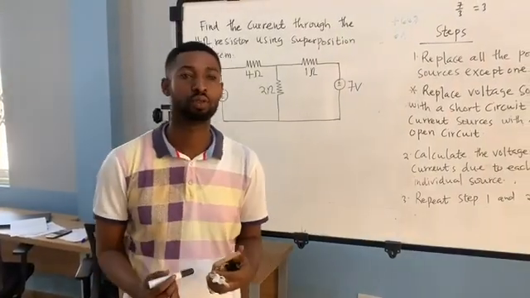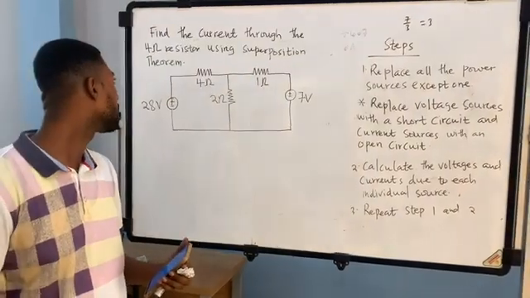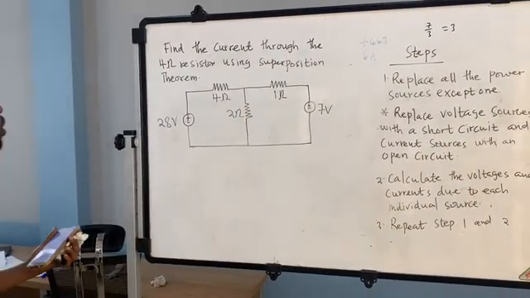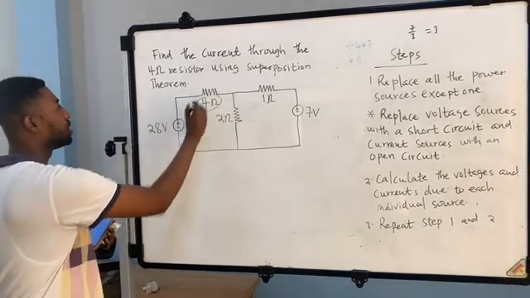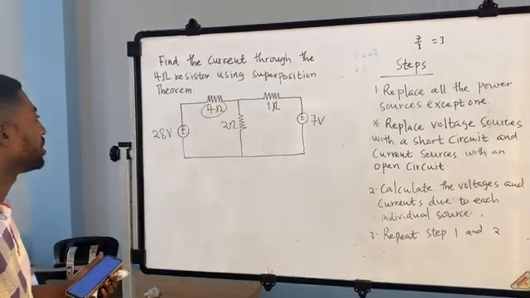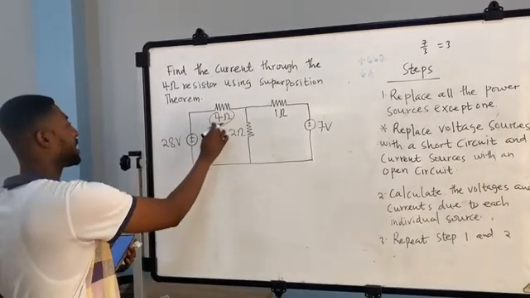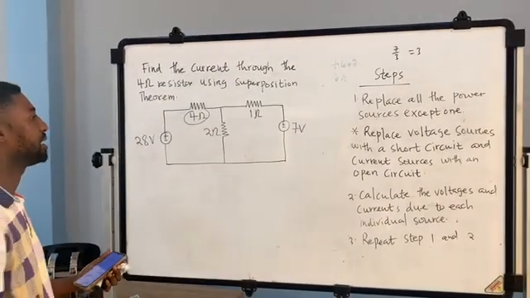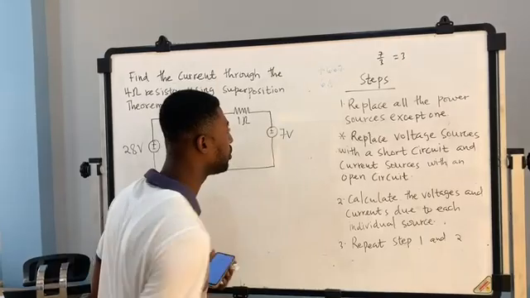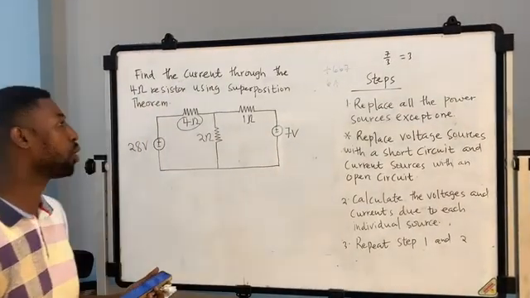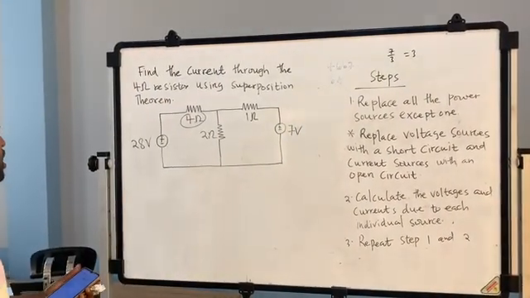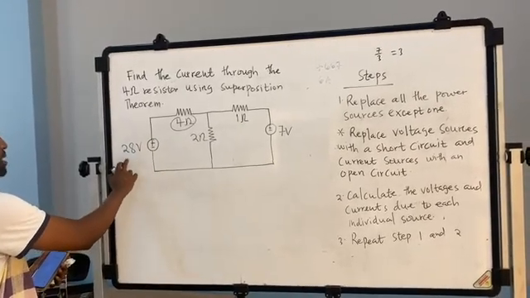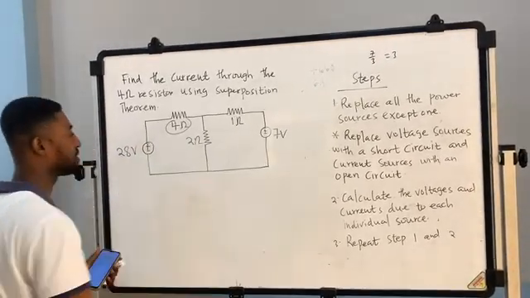We are supposed to use superposition theorem to solve this question. The question is, find the current through the 4 ohm resistor using superposition theorem. So we are supposed to find the current flowing through this 4 ohm resistor. The first step is to replace all power sources except one. Here we have 2 power sources, a voltage source of 28 volts and another voltage source of 7 volts.